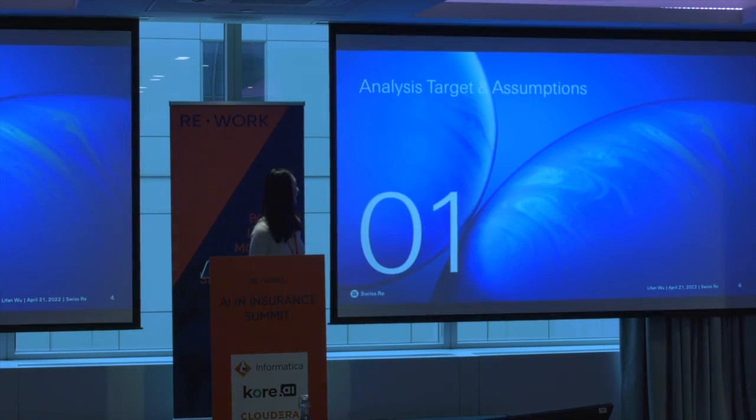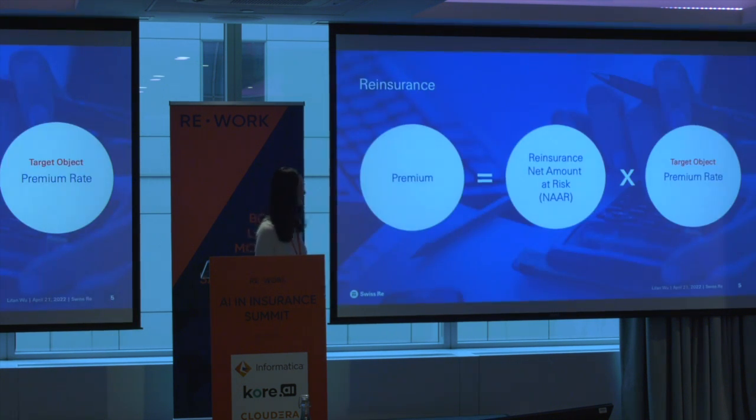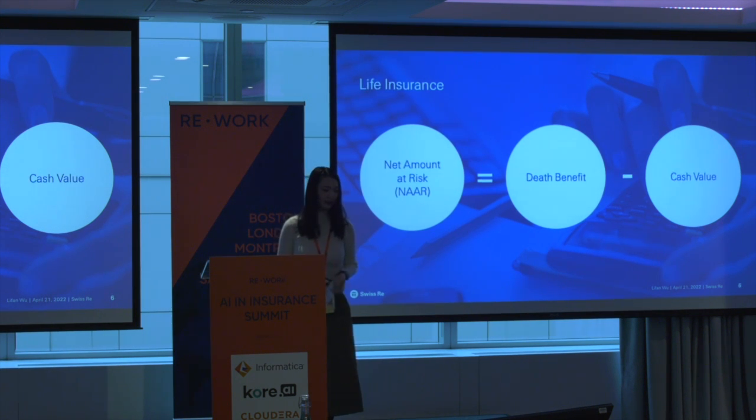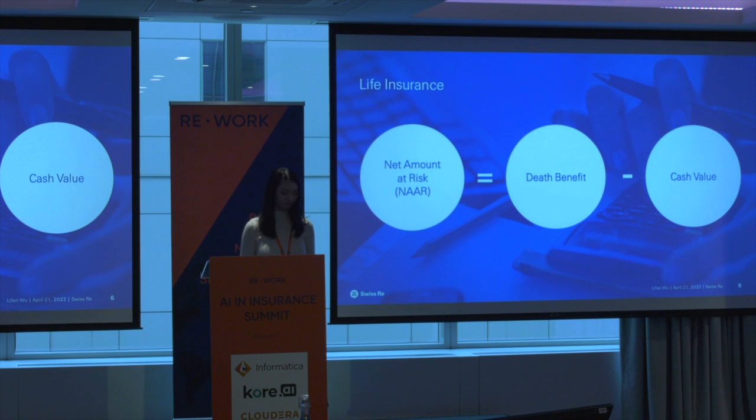So first, what are we analyzing? What are our targets? In reinsurance, the premium has two components. The first is the net amount at risk, or sometimes we just call it NAR. And we also have the premium rate. The NAR is the difference between the death benefit and cash value for a life insurance policy.